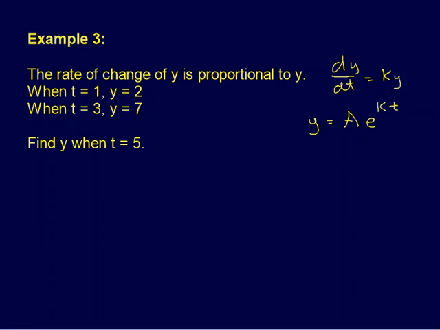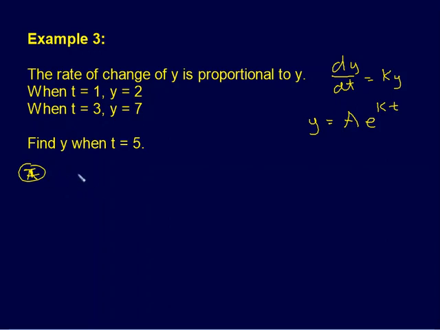The main difference here is you can't right away tell what a is because we don't have the starting value of our population. We have the amount when t equals 1, and we have the amount when t equals 3. And what we ultimately want is the value when t equals 5. Okay? So this time I'm going to call this equation number 1 and use the first ordered pair.